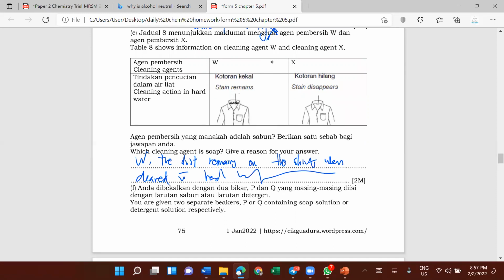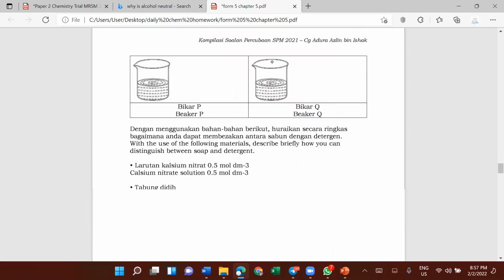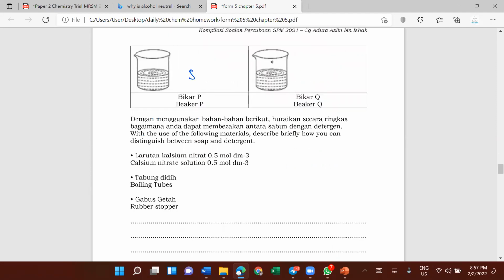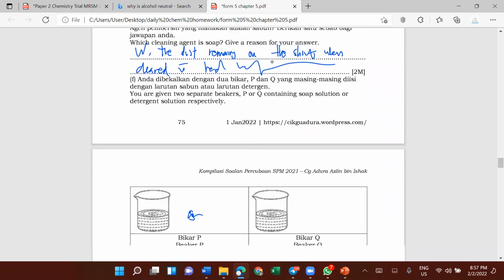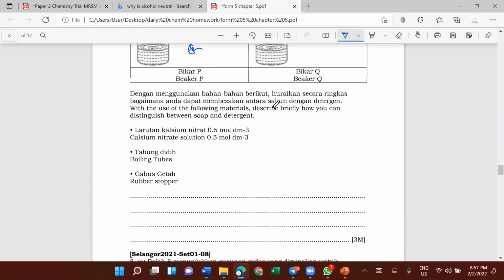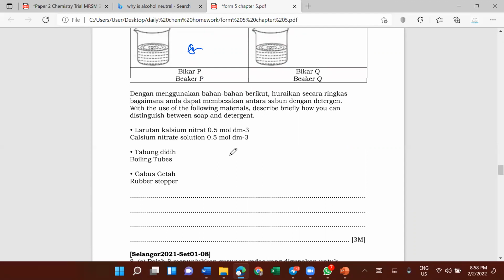Now you got 2 beakers. Beaker P got soap, beaker Q got detergent. But we don't know, they didn't tell us whether it's soap or detergent. So how can I distinguish which one is soap and which one is detergent? They gave me calcium nitrate solution, boiling tubes and rubber stoppers. Why did they give me calcium nitrate solution? Why?